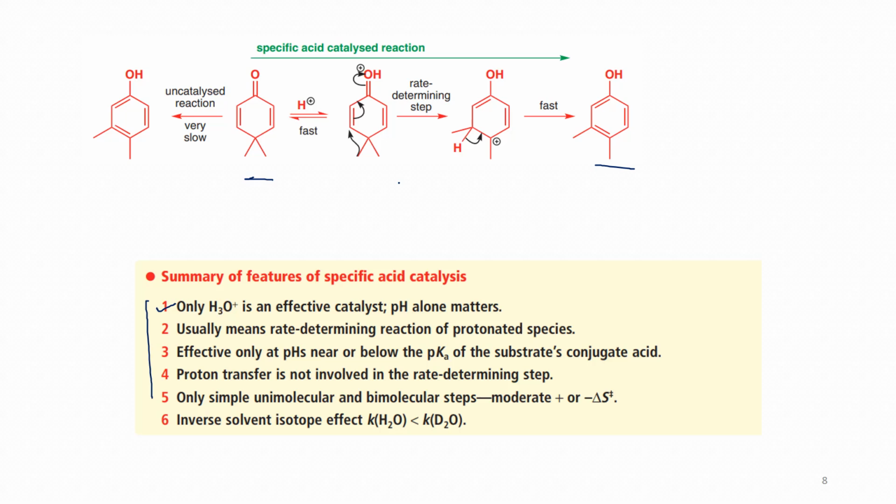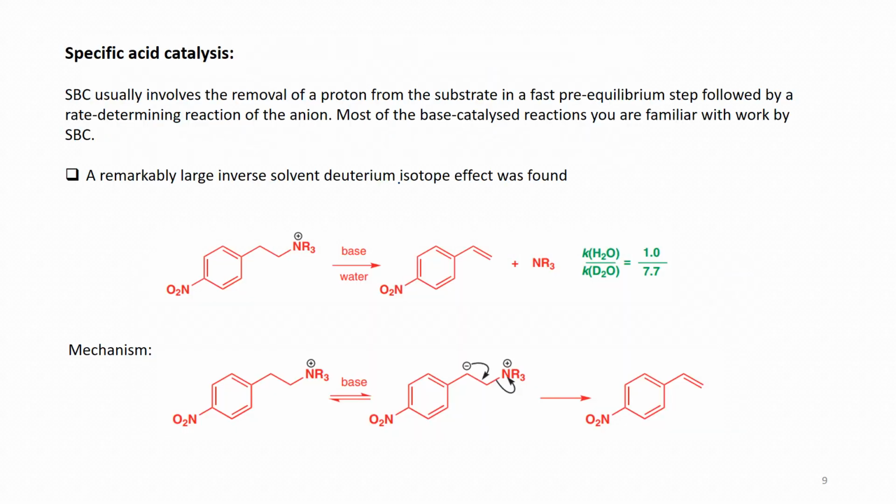Fourth, the proton transfer is not involved in the rate determining step. Only simple unimolecular or bimolecular steps. Therefore, a moderate or negative delta S value. An inverse solvent isotope effect is seen. Okay, let's go to our next topic. Sorry, it will be specific base catalysis.